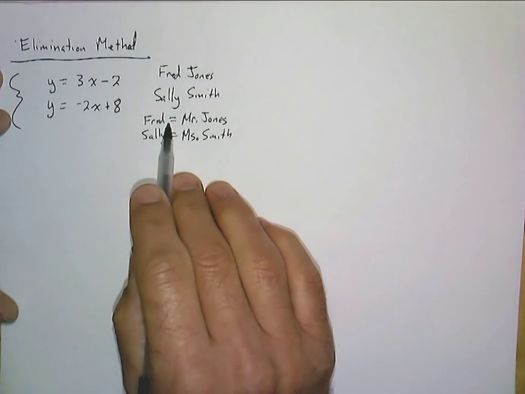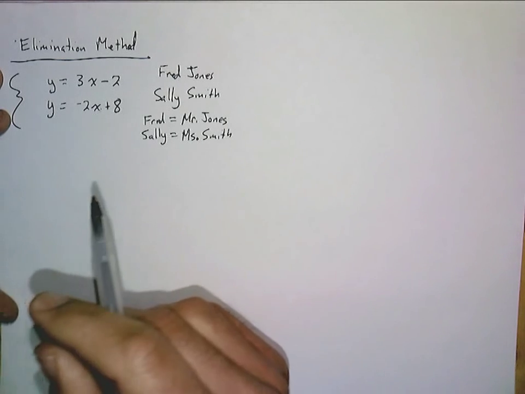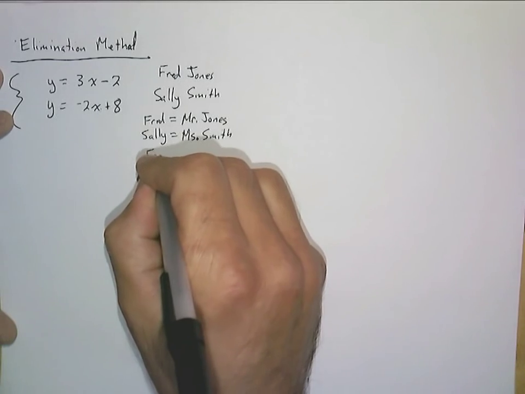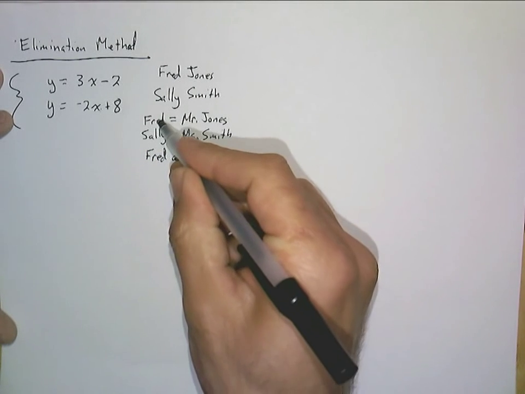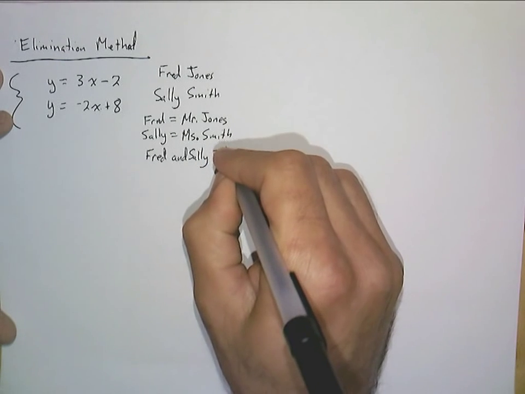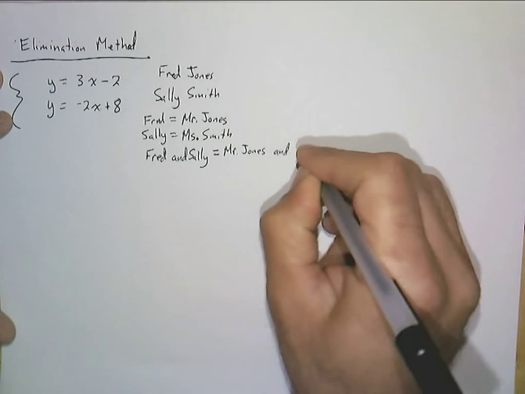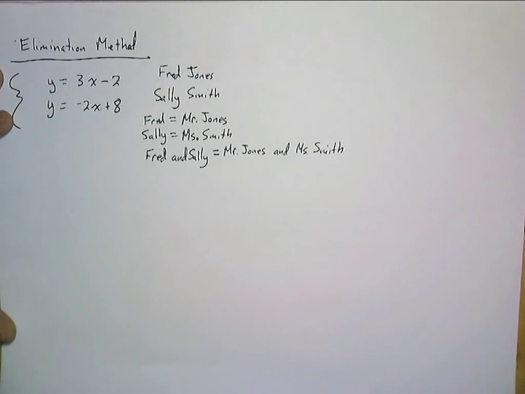So Fred is the same thing as Mr. Jones, and Sally is the same thing as Ms. Smith. So what we're seeing here now is that Fred and Sally, what we get when we put these two things together, is exactly the same thing as Mr. Jones and Ms. Smith. Right? That's basically what we're going to do here.